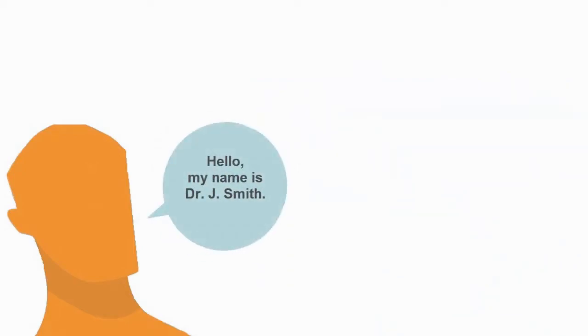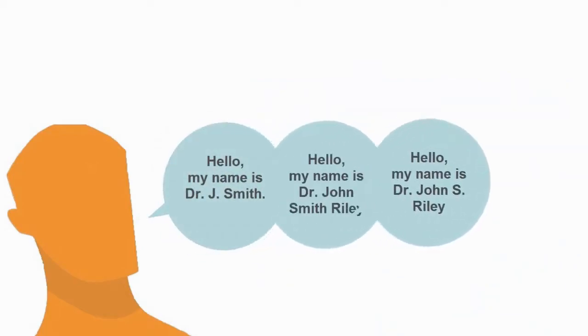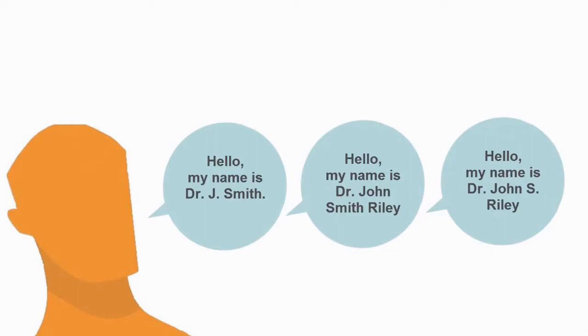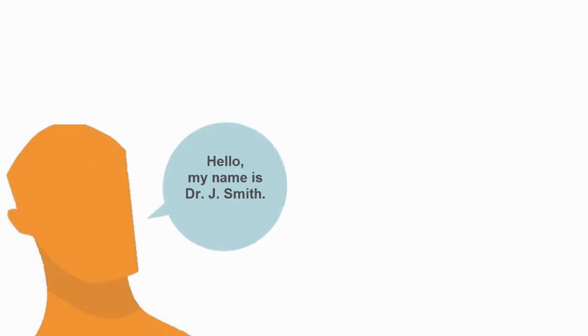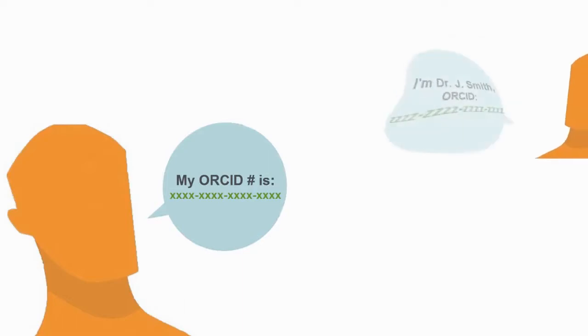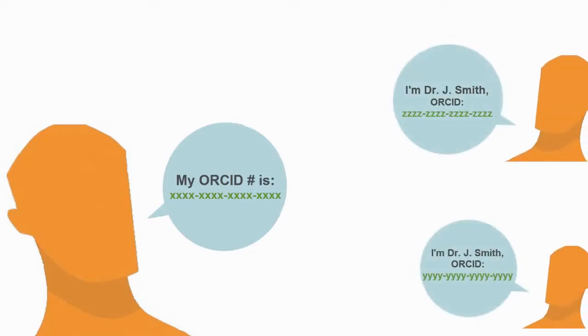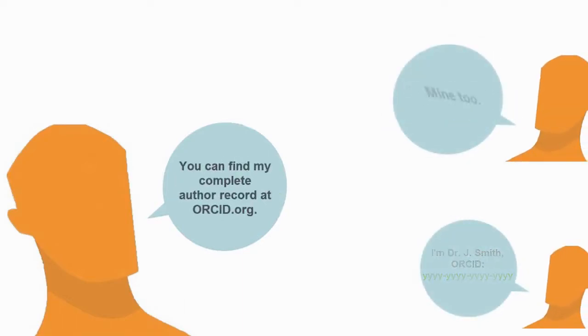So whether you have a common name or have published under multiple names or name variations, identifying your work with a unique ORCID number helps distinguish you from other authors and maintain a complete and current record.